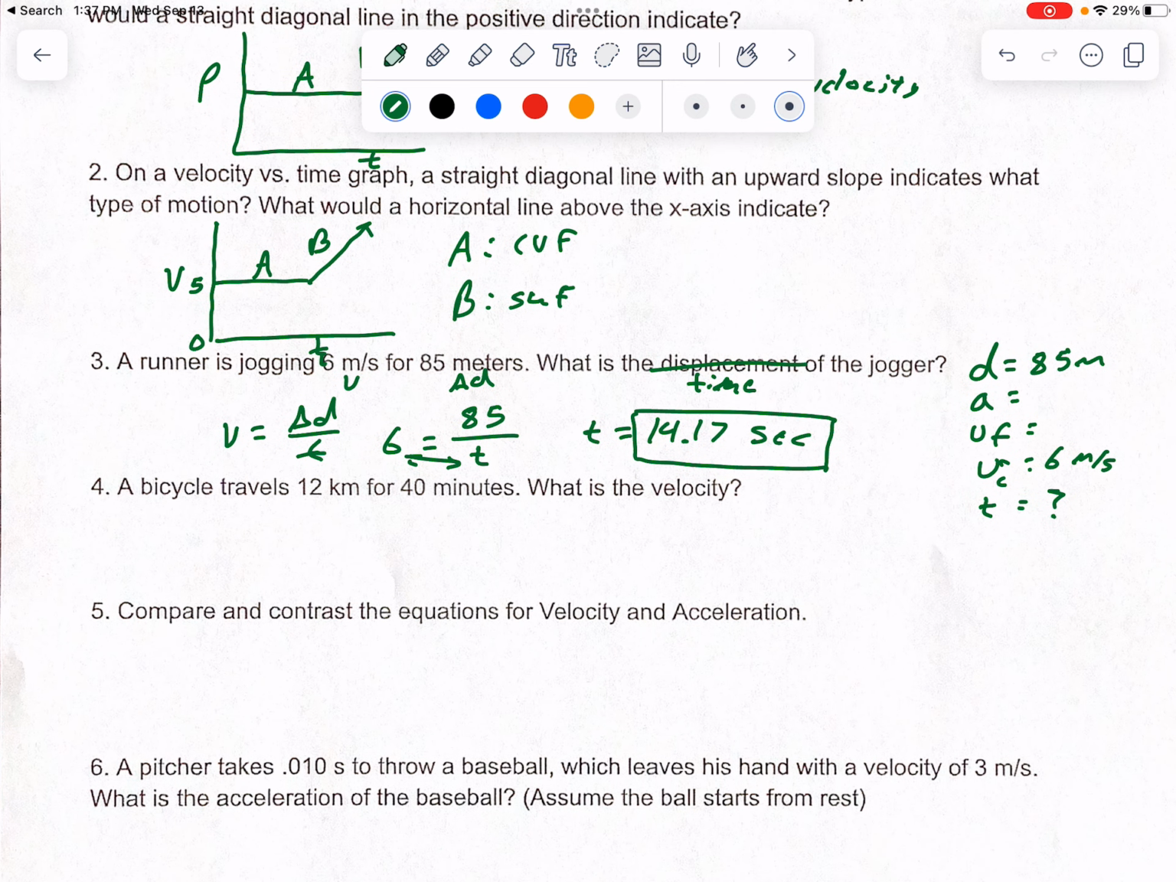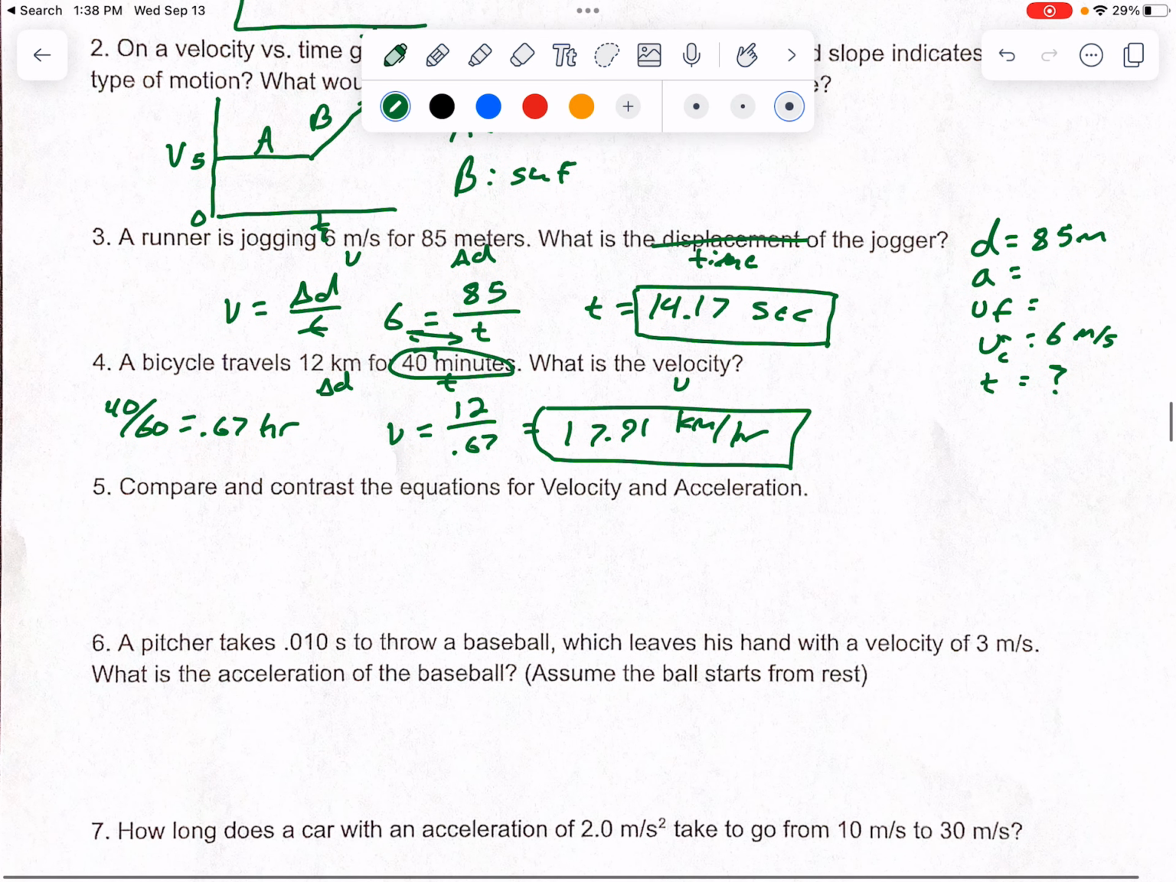Number 4, a bicycle travels 12 kilometers, so that's displacement, for 40 minutes, that's time. What is the velocity? So we're looking for V. Now, usually our velocities are in meters per second or kilometers per hour. So instead of converting both time and displacement to meters per second, I'm just going to change this 40 minutes into hours. All you got to do is take that 40 and divide it by 60, and that'll give you 0.67 hours. Now I'm looking for velocity equals D over T, so 12 over my time, 0.67 hours. So 12 divided by 0.67 gives me 17.91 kilometers per hour.